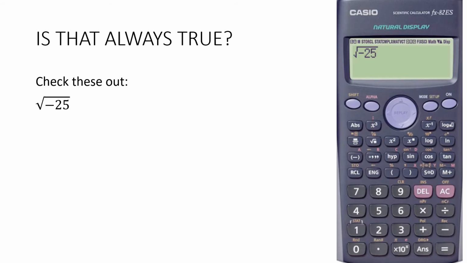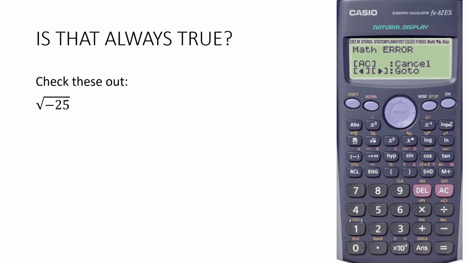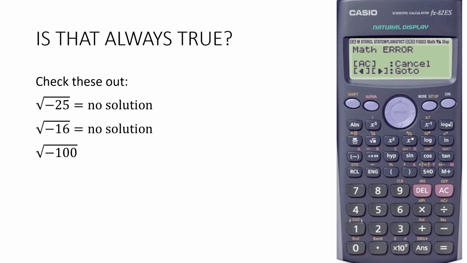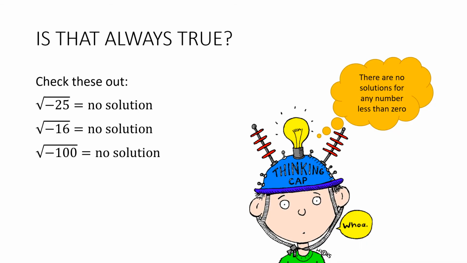Is that always true? Let's check these out. Square root of negative 25. Put it in the calculator. Math error. No solution. Same with square root of negative 16. No solution. Square root of negative 100. No solution. In fact, there are no solutions for any number less than 0. These numbers are actually called imaginary numbers.